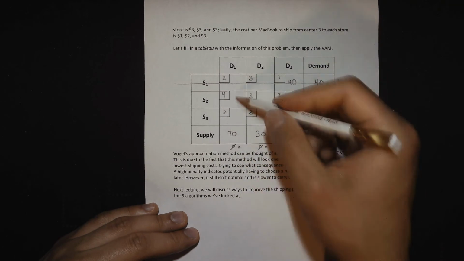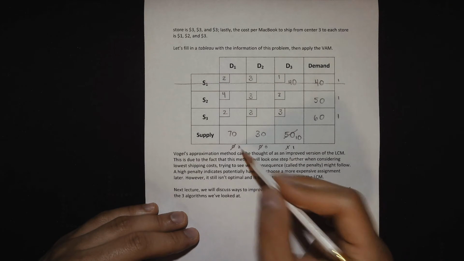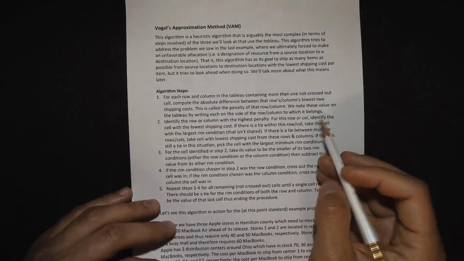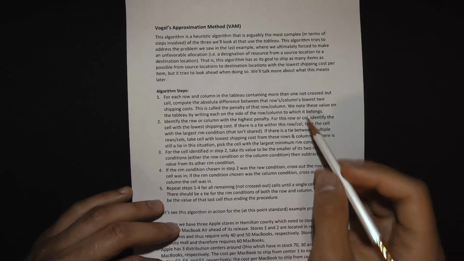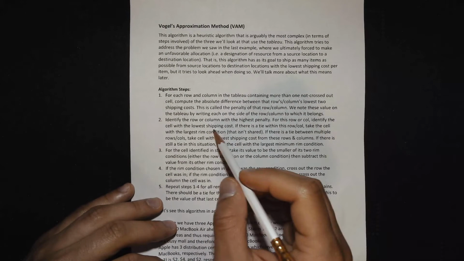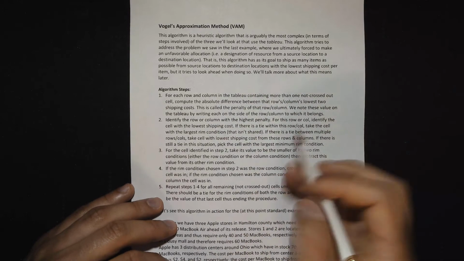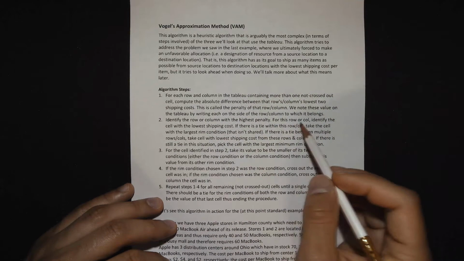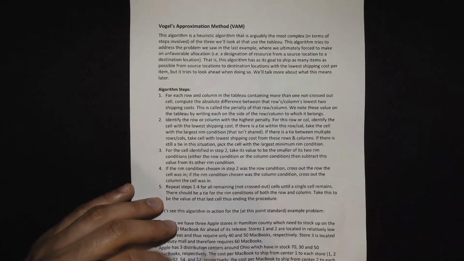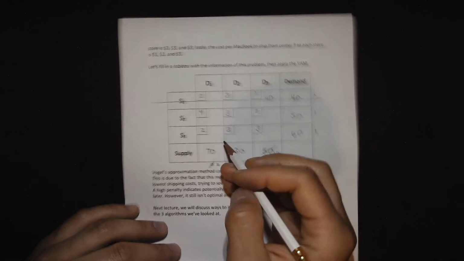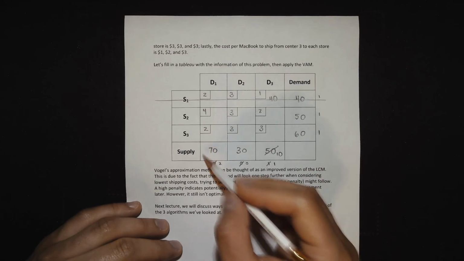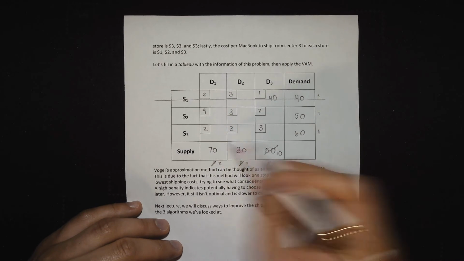So this column has the highest penalty. This is still part of step 2. Step 1 was to compute those penalties. Step 2 is to identify the row or column with the highest penalty, which we did, and then look within this row or column and identify the cell with the lowest shipping cost. In this case, this cell has the lowest shipping cost of this column, which had the highest penalty.